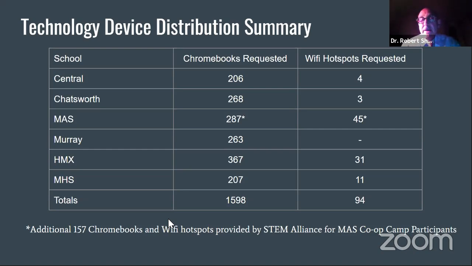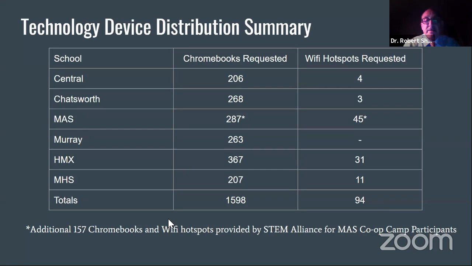At the same time, for eligible families, we are providing Wi-Fi hotspots that will support this blended or remote learning process. I want to mention that it's part of the board's commitment to the virtual co-op program, which focused on digital fluency, that the STEM Alliance provided for students who met the proficiency by attending the program and meeting all the competencies, provided an additional 157 Chromebooks and Wi-Fi hotspots for co-op students.